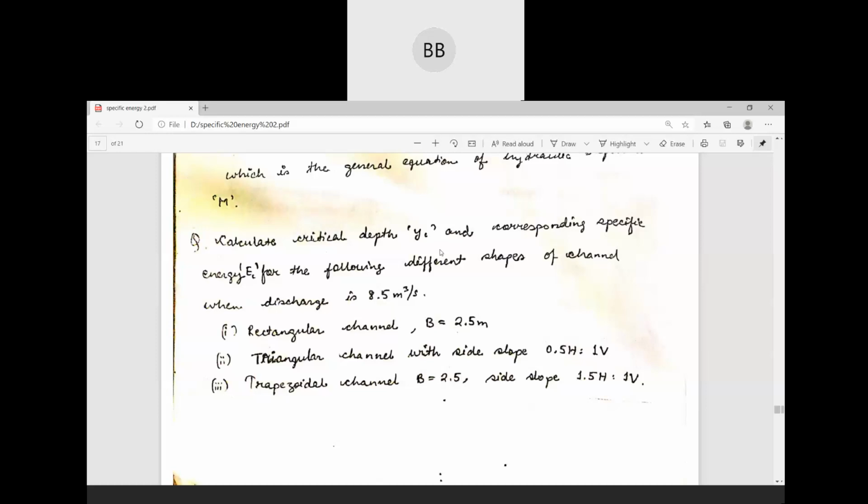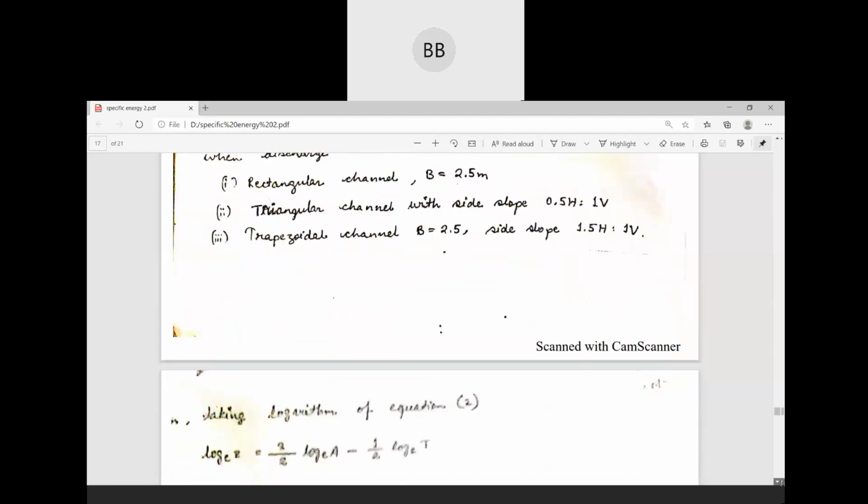Then for the triangular channel also, we need to find out the same thing. First, we need to find the YC value, and then the specific energy corresponding to that critical depth. We all know for a critical depth, we will have only one specific energy, that is your minimum specific energy for that particular discharge. Apart from that, for any specific energy, you will have two depths, and these two depths are called alternate depths. I think you remember those things.